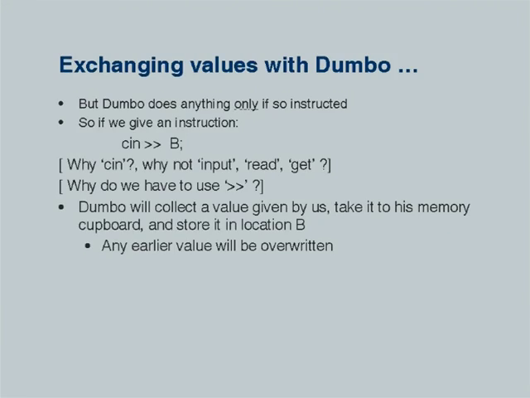So what kind of instruction should we give Mr. Dumbo to collect a value from us or to give us a value? Here is an instruction which we give Mr. Dumbo to read a value from us and put it in a memory location. So look at this carefully. cin >> B; Looks like a funny instruction, right?